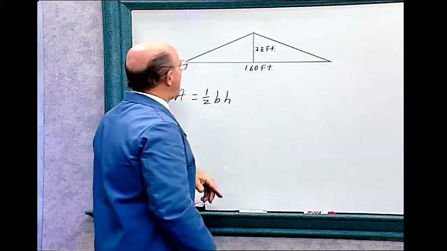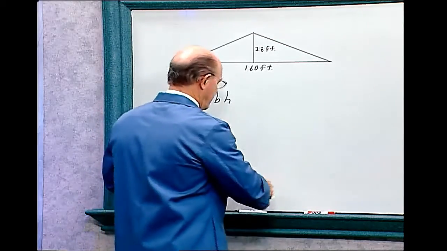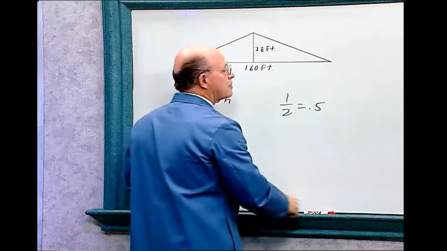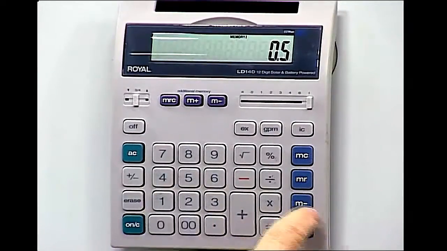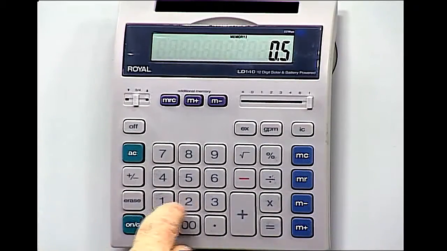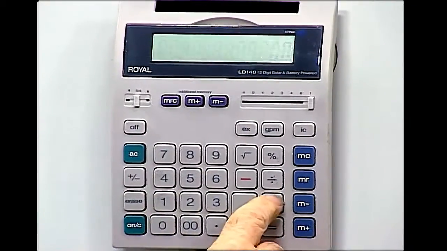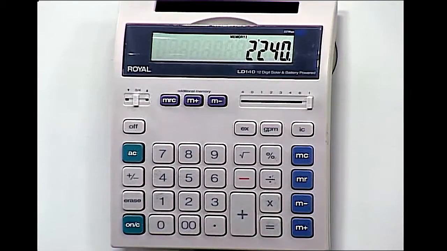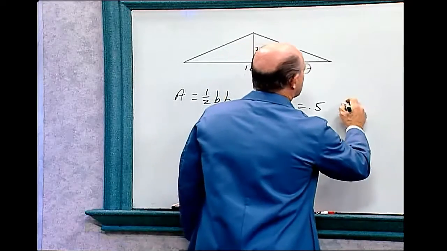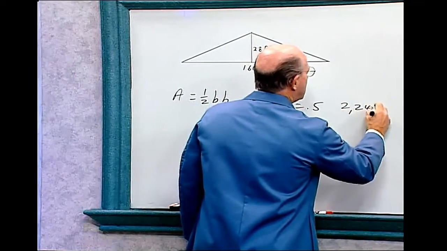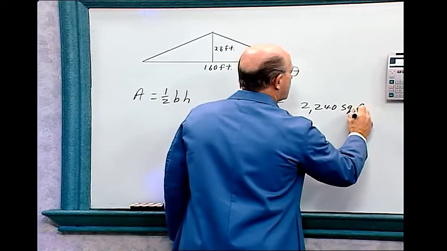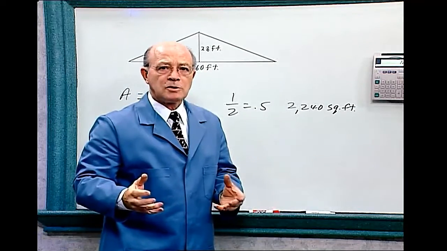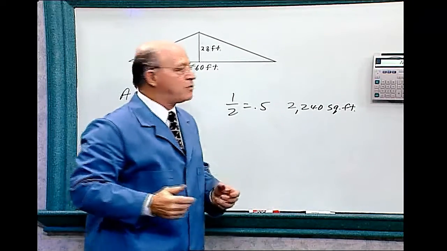Let's plug in the figures on a calculator. 1/2 equals 0.5. So it's 0.5 times the base, which is 160, times the height, which is 28 feet. And so that equals 2,240 square feet. Now you're probably going to have some waste, so let's add another 10% for safety.